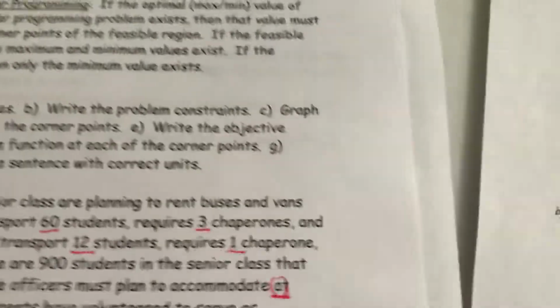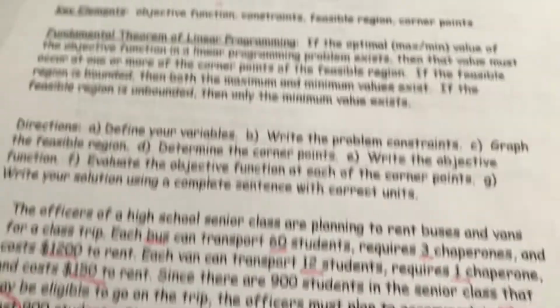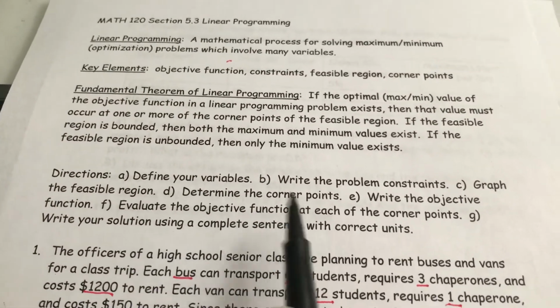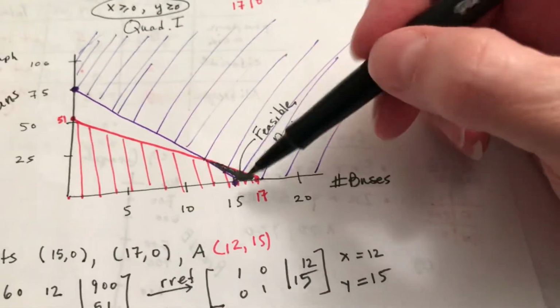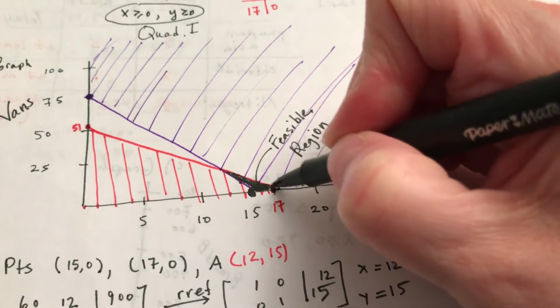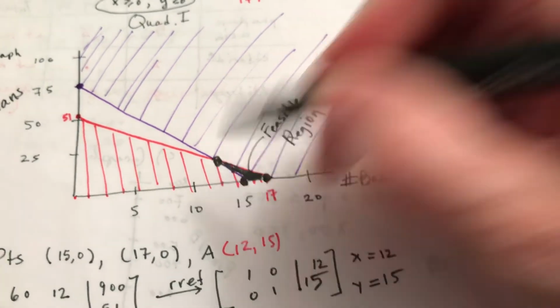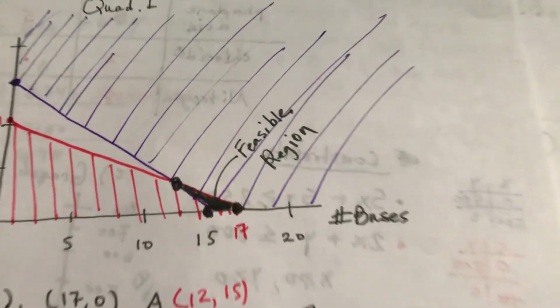Now what's part D? It says determine the corner points. All right, well, look at this. It's a triangle. There are 3 corner points. There's this one, and this one. 3 corner points for that region.